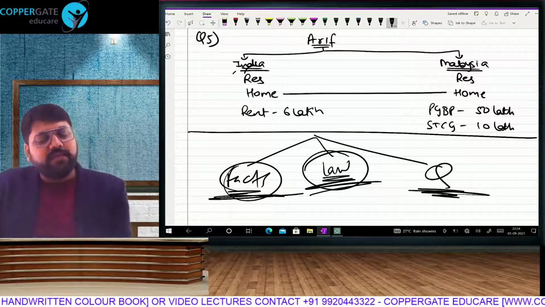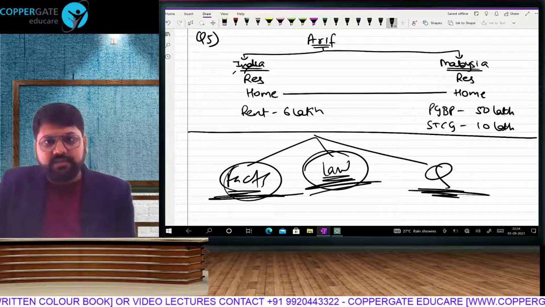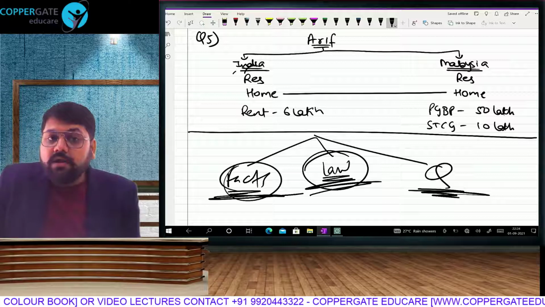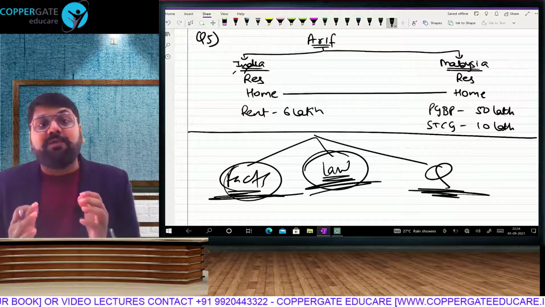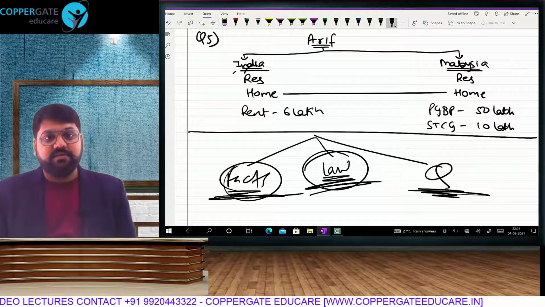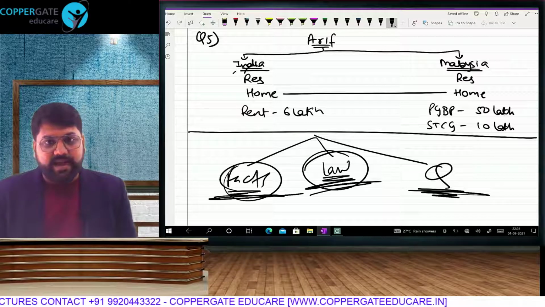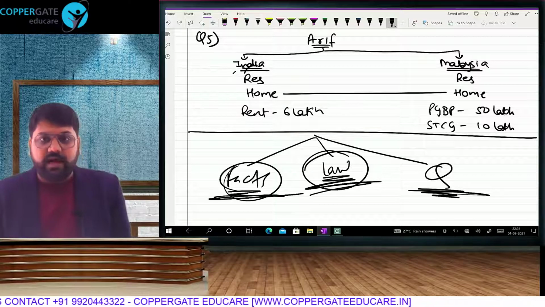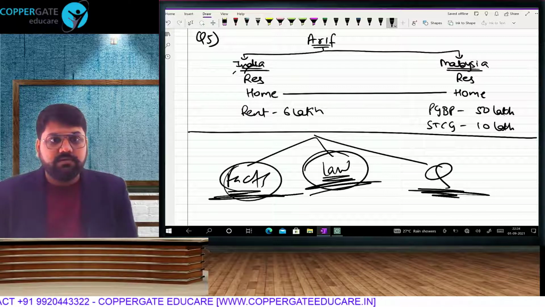Go read. If he has a permanent home in both contracting states, then what do you need to check? Where does he have personal and economic relations closer? That is known as the center of vital interest. Where do you have personal and economic relations closer? Are you following? Listen.